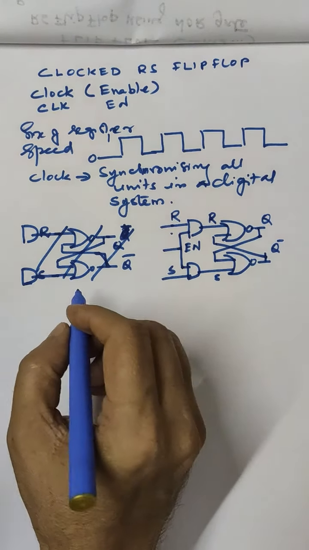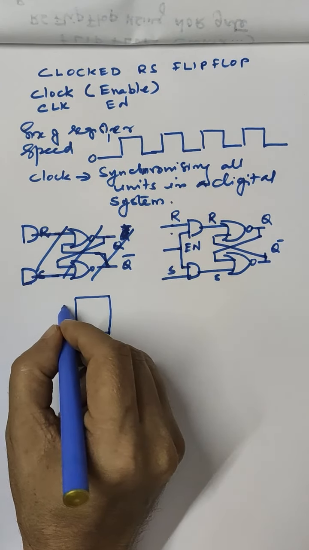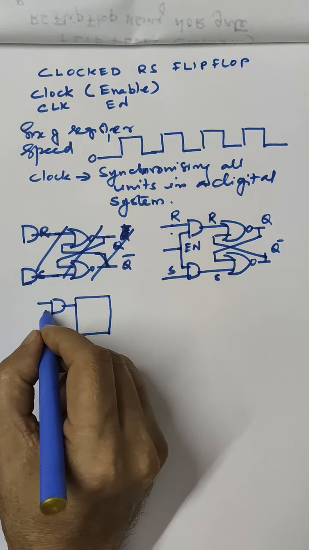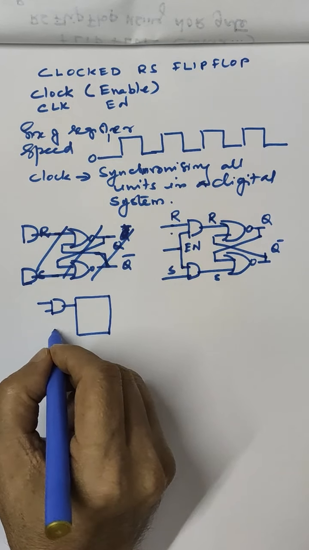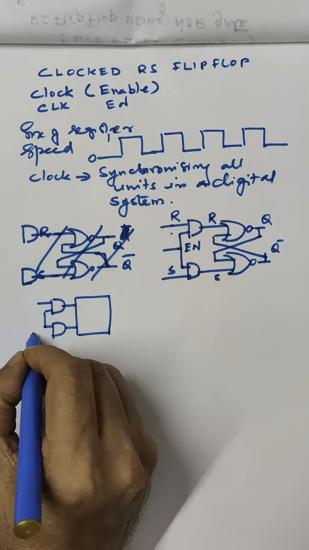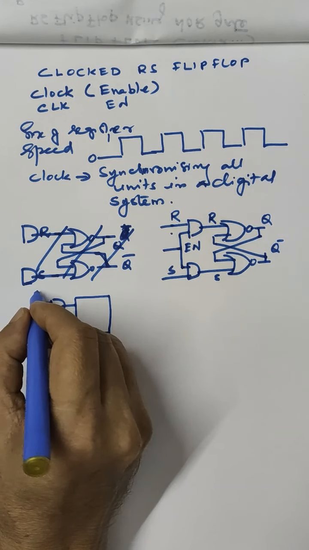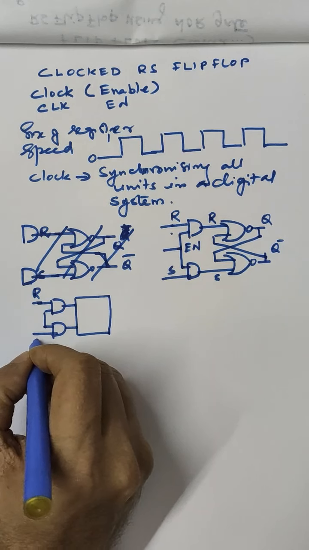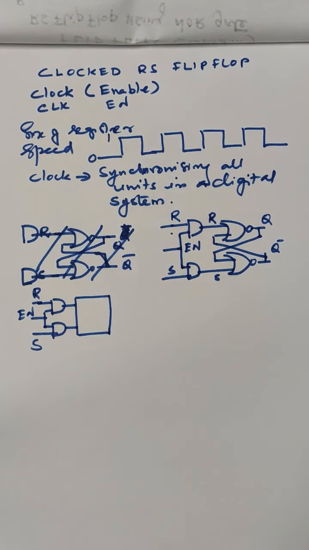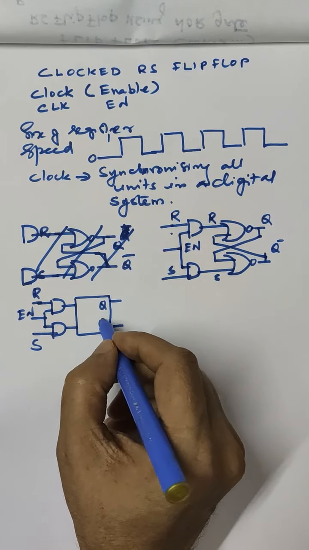So using a block diagram also you can draw this same thing. You can draw two input AND gates joined together, one input each. So this is the final R and S, and this is the enable, Q and Q bar. So what is the working?